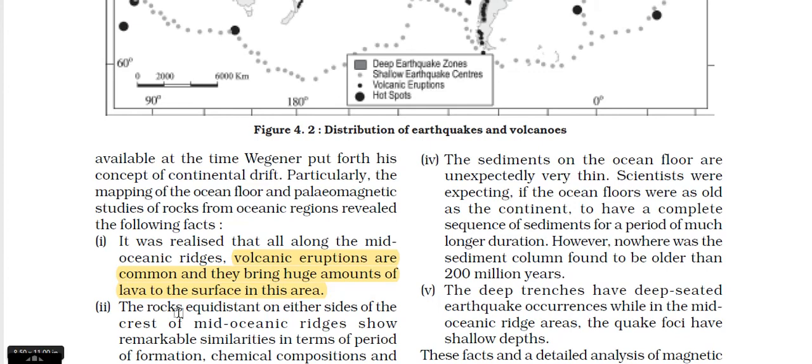So this was it from this chapter, chapter number 4, distribution of oceans and continents. Next week we will continue with a new chapter.